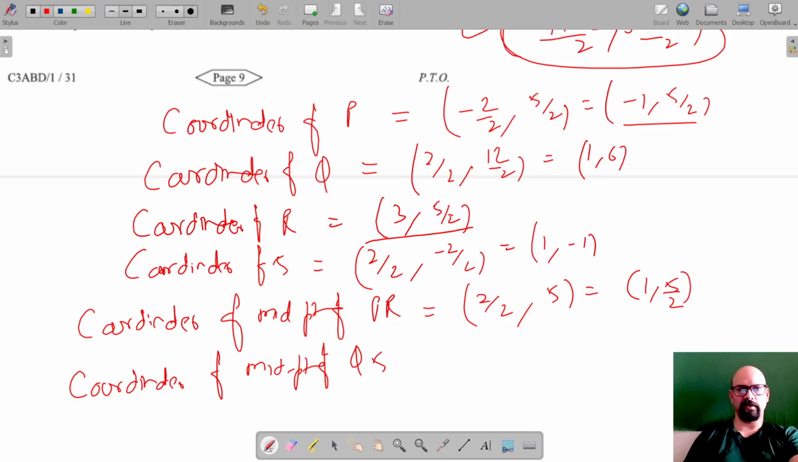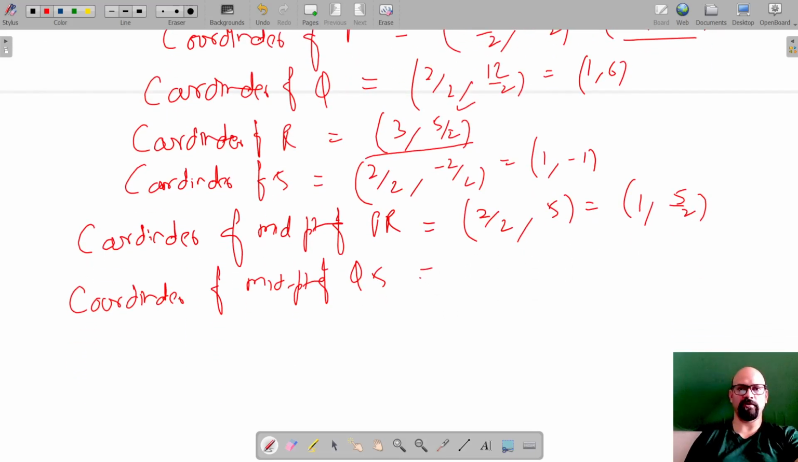So the coordinates are 1, comma, the coordinates of the midpoint of diagonal PR. So this is 5 by 2 plus 5 by 2 divided by 2. Minus 1 plus 3 is 2, so 2 divided by 2 is 1. And 5 by 2 plus 5 by 2 is 5, divided by 2. So 1 comma 5 by 2.